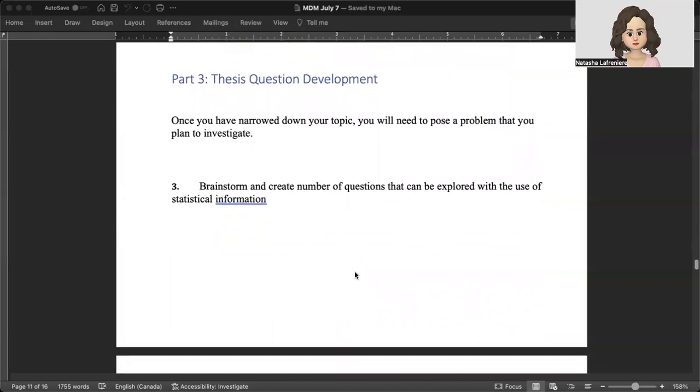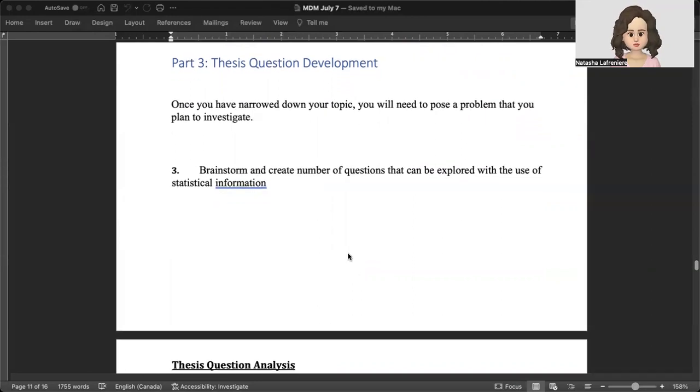Once you've done that, you're going to look at thesis question development. Once you have narrowed down your topic, you will need to pose a problem that you plan to investigate. For our lesson today, we're going to look at the example of money in sports. Not really my forte. You're going to brainstorm and create a number of questions that can be explored by using the stats information. For example, how do people at my school feel about high salaries in professional sports?